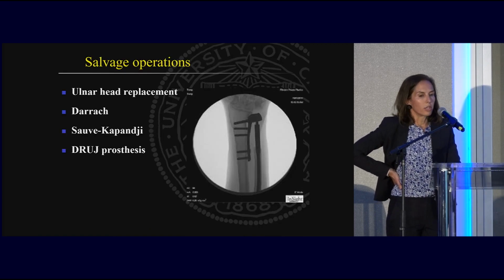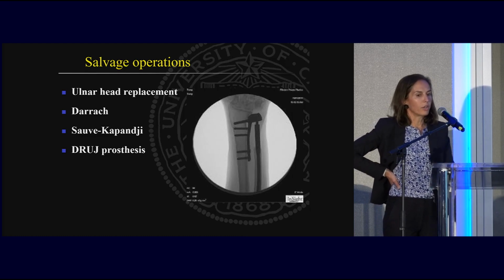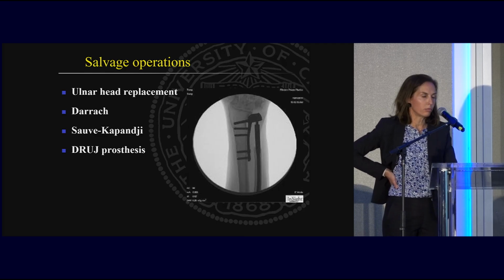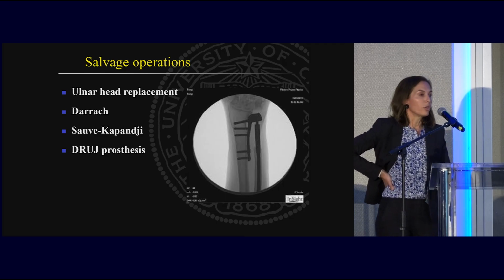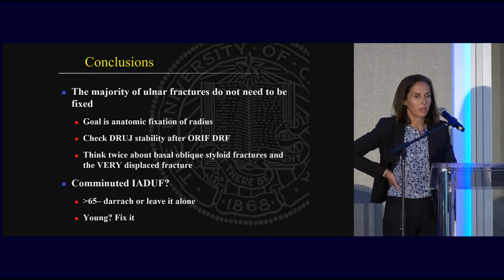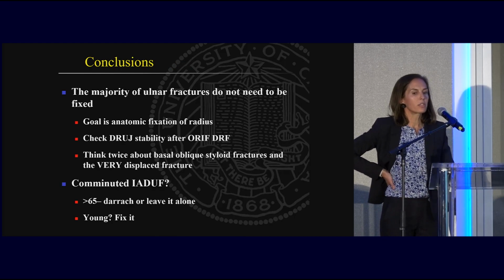So there's a long list of salvage operations that we don't need to go into today, but here they are. You can do a DARA, you can do a Sauvé-Kapandji, you can replace it, you can replace part of it, or you can use this Scheker prosthesis here, which is very futzy. Hopefully you never have to go on to do one of these. But the majority of the time, ulnar fractures don't need to be fixed.